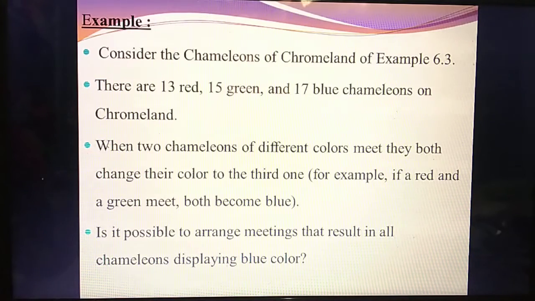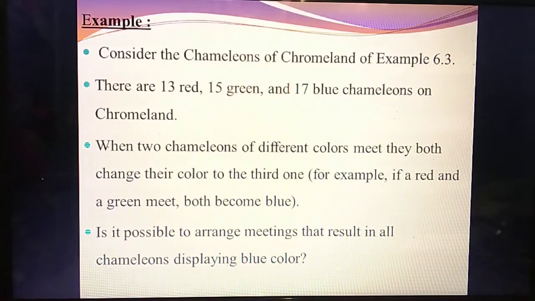In this arrangement of meetings, any 2 different colors of Chamberlains that are equal in number, for example, here they are giving 3 colors. What are the colors? Red color, green color and blue color. Among these 3 colors, for example, if 2 red and 2 green arrange the meetings between them, these 2 colors will change to the next color, blue.